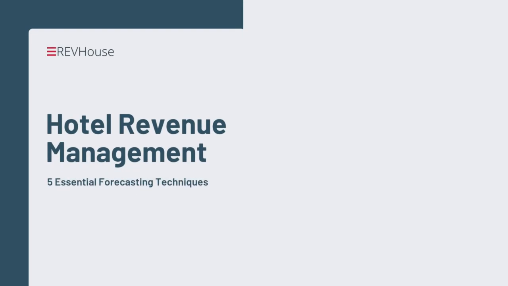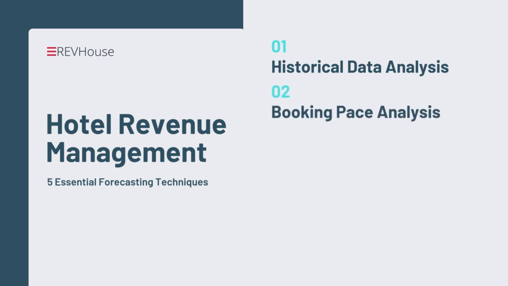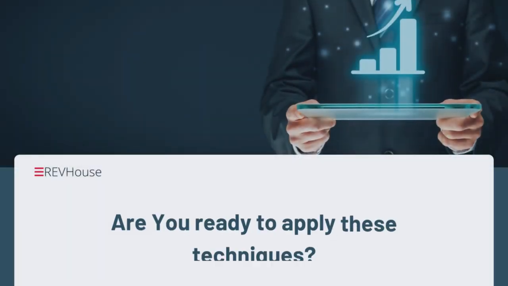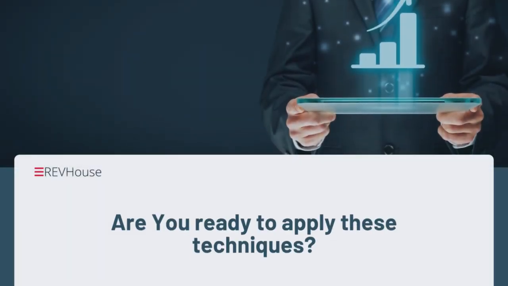So there you have it, 5 core forecasting techniques in hotel revenue management: historical data, booking pace, market demand, competitive set, and segment forecasting. By combining these, you can optimize your room rates, stay competitive, and ensure a solid revenue strategy. Ready to apply these techniques? Start analyzing today and watch your hotel revenue soar.